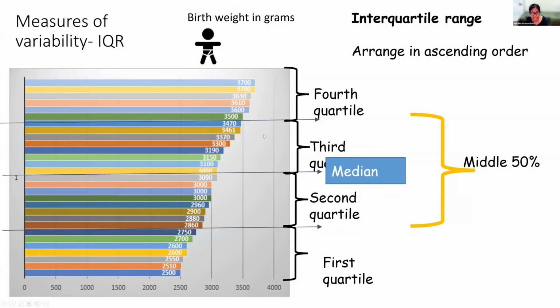Now we can also divide the entire data set into 4 equal parts. This is the first quartile, second quartile, third and fourth. The middle half stands for the interquartile range. Here we have the 25th centile and here the 75th centile. Whatever is in between is the interquartile range, the 25th to the 75th. So in between is the middle half, which is the interquartile range.